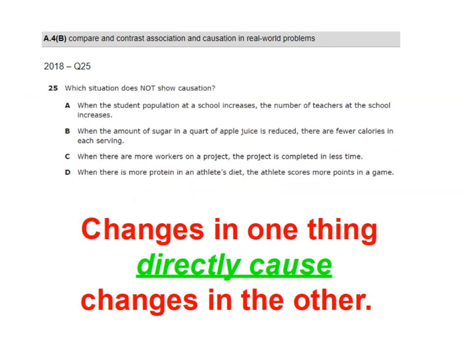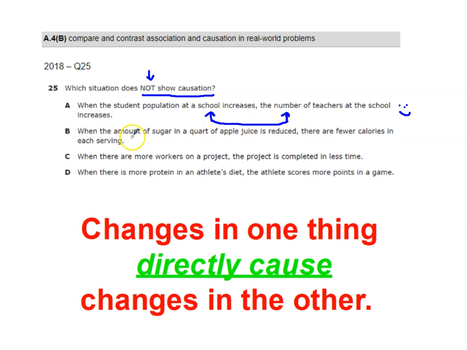Let's look at one more example. This was question 25 on 2018. Which situation does not cause or show causation? So which one does not show causation? Let's check it out. When the student population at the school increases, so if more students are there, the number of teachers at the school increases. Well, that makes sense, right? Because the more students you have, the more teachers you need, so that is directly causation. But remember, we're looking for the one that says not causation.